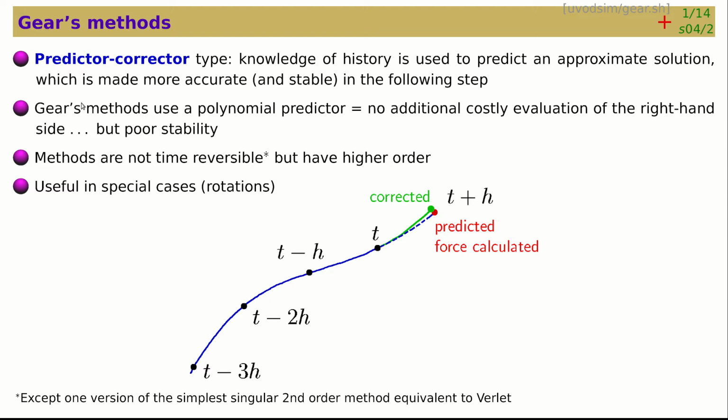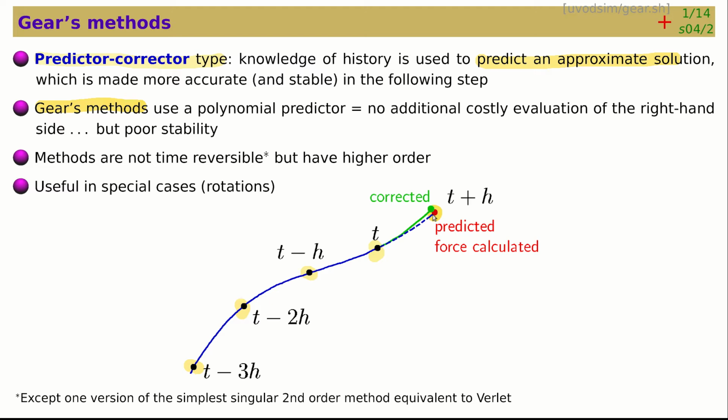One option is the so-called predictor-corrector type. Here we must know a history, a certain number of points in the history which we use to predict an approximate solution. There are several types of predictors. The Gears predictors are the simplest ones. They simply take a polynomial and predict this value. Such a prediction using a higher order polynomial is very imprecise, but still it is useful.